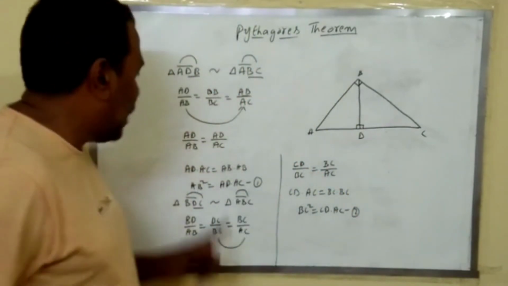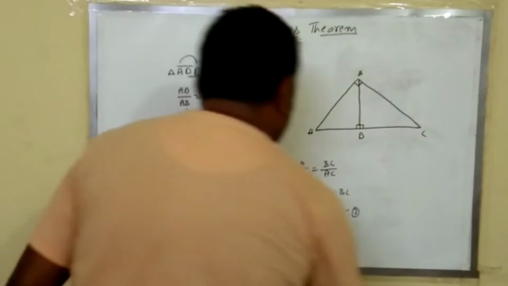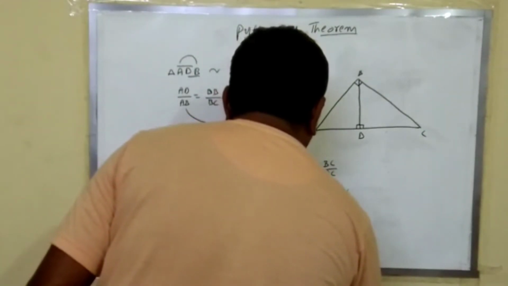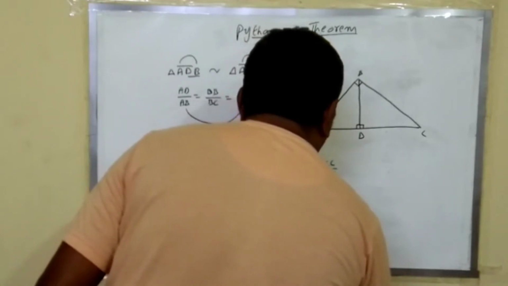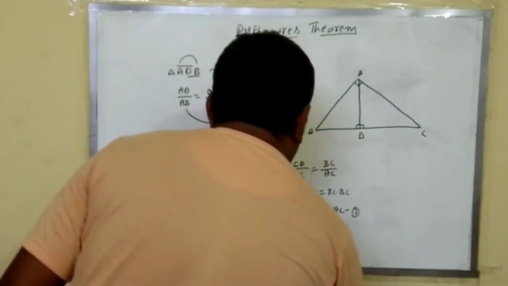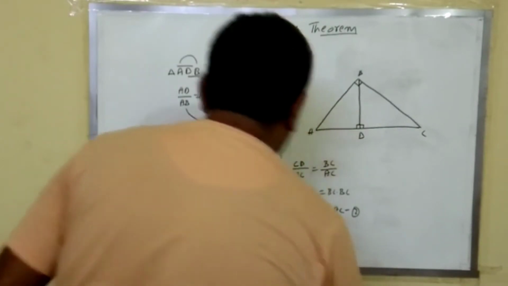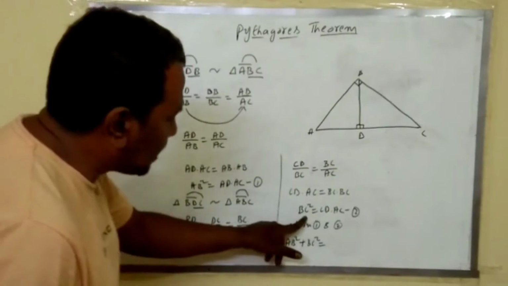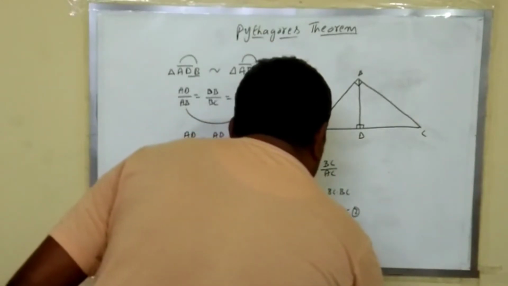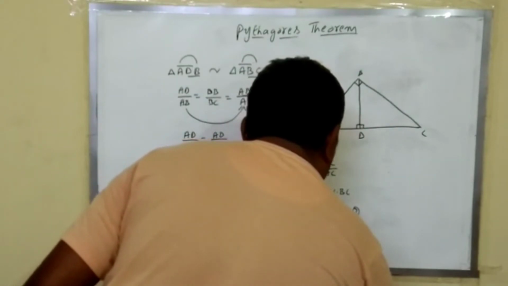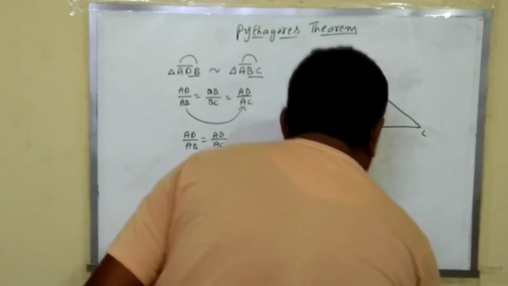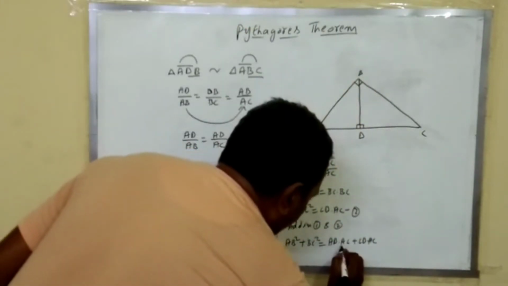Adding first equation and second equation. Adding 1 and 2, so what I get? AB square plus BC square is equal to RHS, AD into AC plus CD into AC. So here, what is the common side?